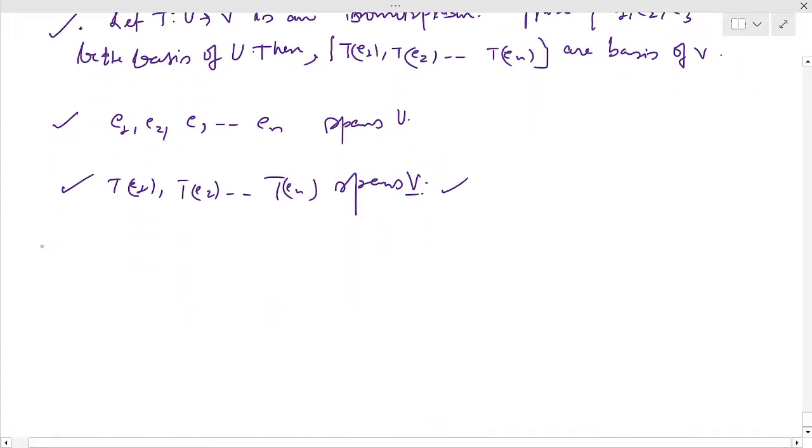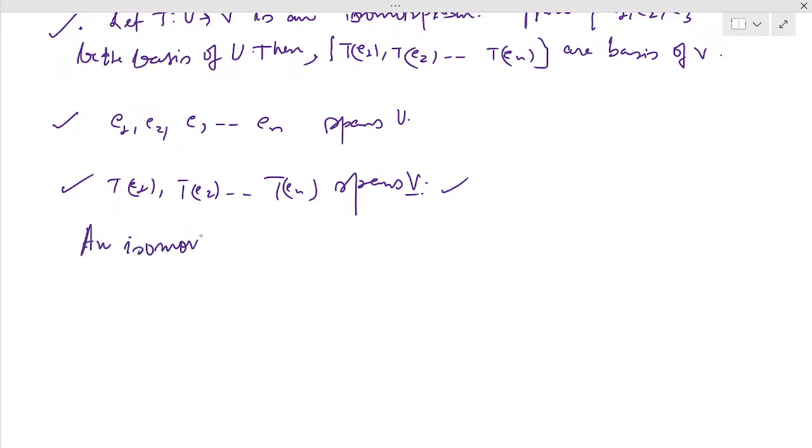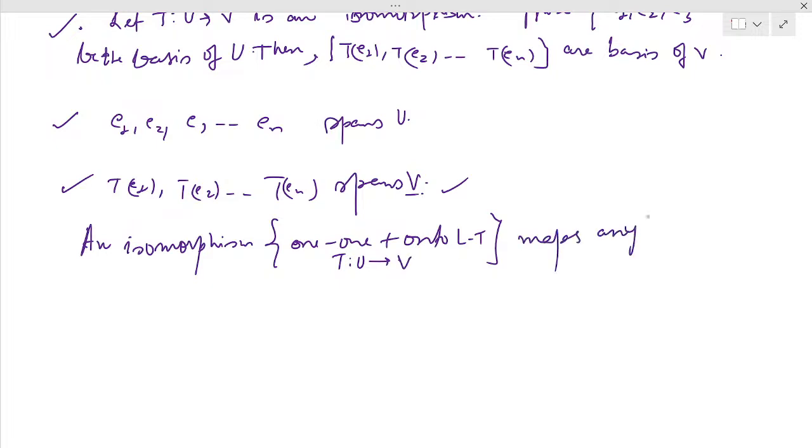Another important way of saying this is that an isomorphism, that is, a 1-1 and onto linear transformation, maps any linearly independent subset of U to a linearly independent set of V. This is one of the most important things.